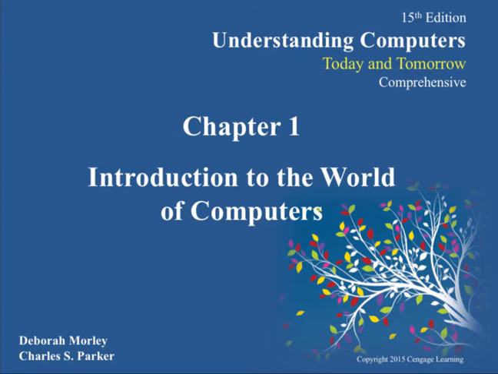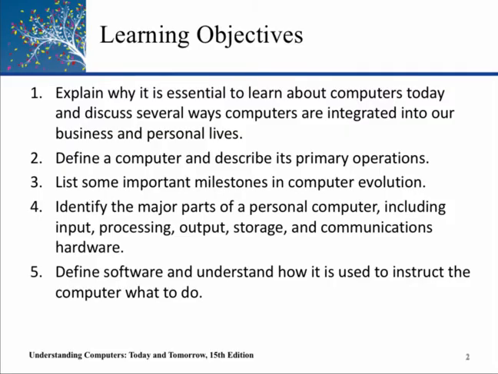So, in Chapter 1, we've got some different learning objectives. We want to accomplish about 10 or 11 things with this chapter, starting with explaining why it's essential to learn about computers. We want you to be able to define a computer and describe its primary operations, understand some important milestones in computer evolution, identify the parts of a computer from looking at them. And for many of you, this will be the first time you may have seen the guts of a computer, and we're going to talk through those a little bit.